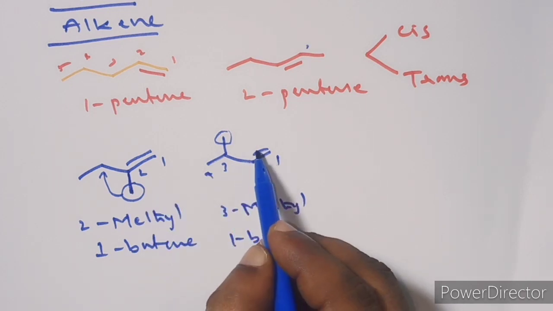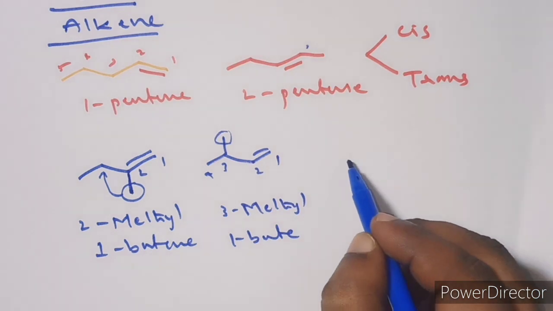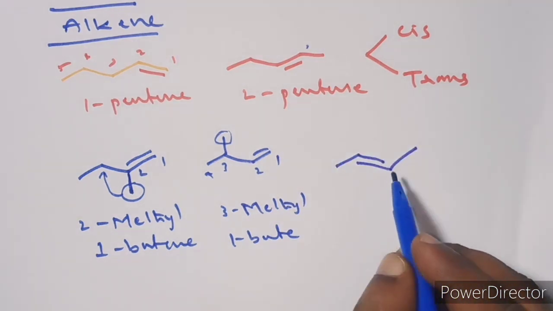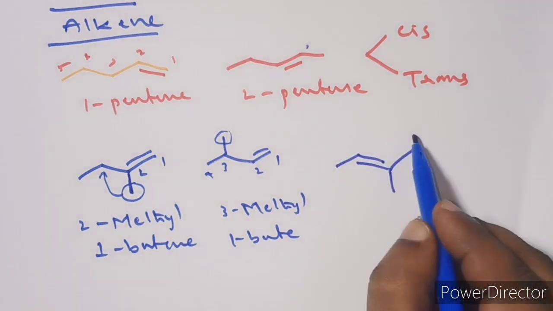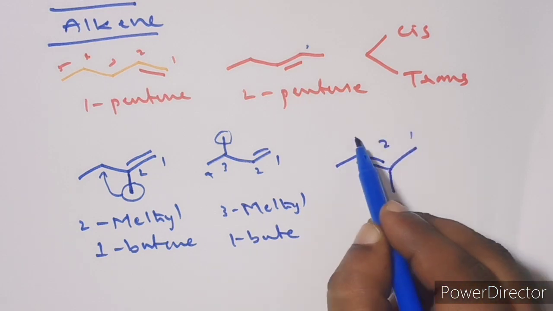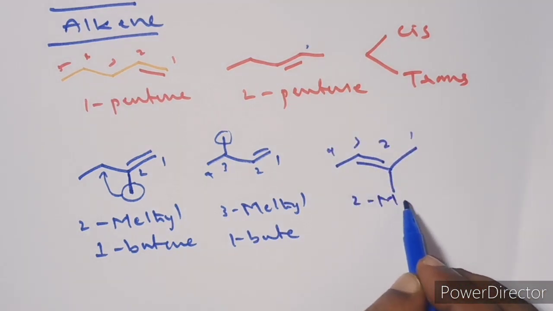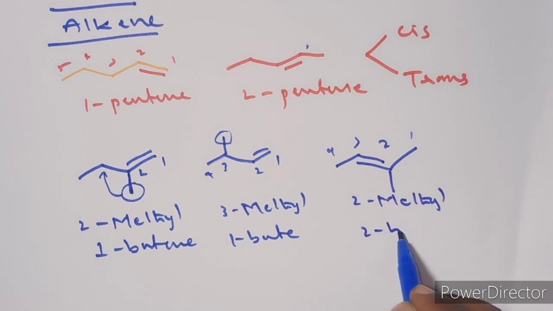Next, change the position of the double bond and you will get one more isomer. Let me write here. This is another isomer. What is the name of this molecule? So 1, 2, 3, 4: this is called 2-methyl-2-butene. So how many methyl butenes are there in total? 3 methyl butenes are there.